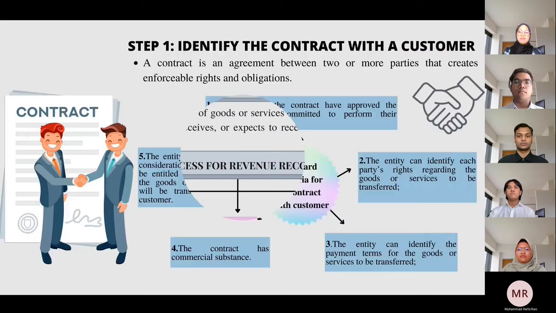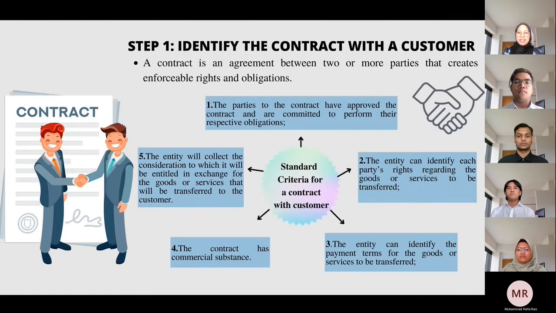Next. Step 1. Identifying a contract with customer. A contract is an agreement between two or more parties that creates enforceable rights and obligations. A contract also has 5 criteria. First, the parties have approved the contract and committed to perform their respective obligations. Second, the entity can identify each party's rights to be transferred. Third, the entity can identify the payment terms to be transferred. And fourth, the contract has commercial substance.